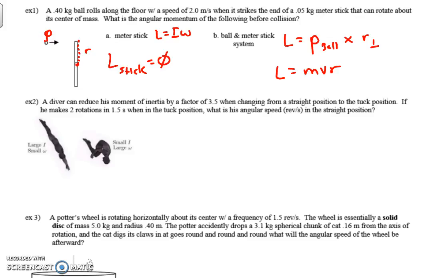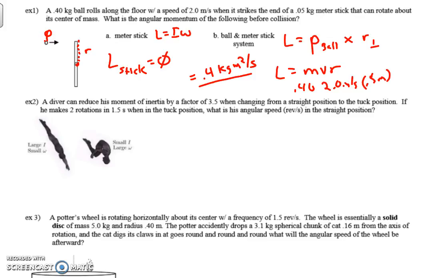Now if we put in the numbers, we have 0.4, we have a speed of 2 meters per second, and an r of, well, it's a meter stick, so 0.5 meters. Okay, so let's see, 2 times 0.4 is 0.8, 0.8 times 0.5, I think is 0.4. All right, and what would the units be? We have kilograms, meters per second, times meters, so kilograms meters squared per second. So odd units for angular momentum.